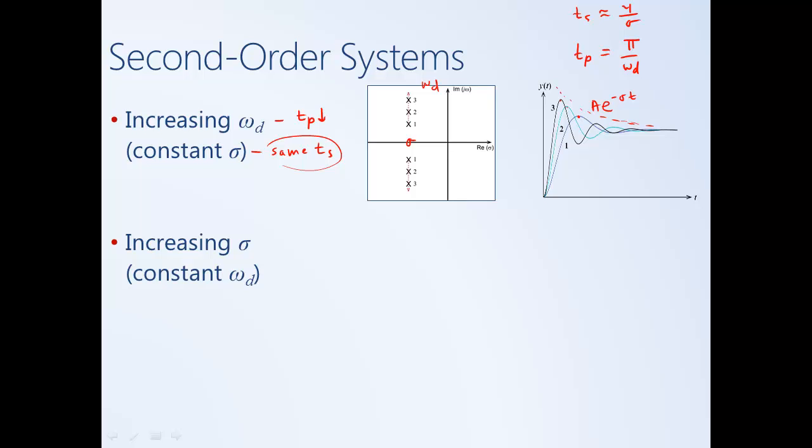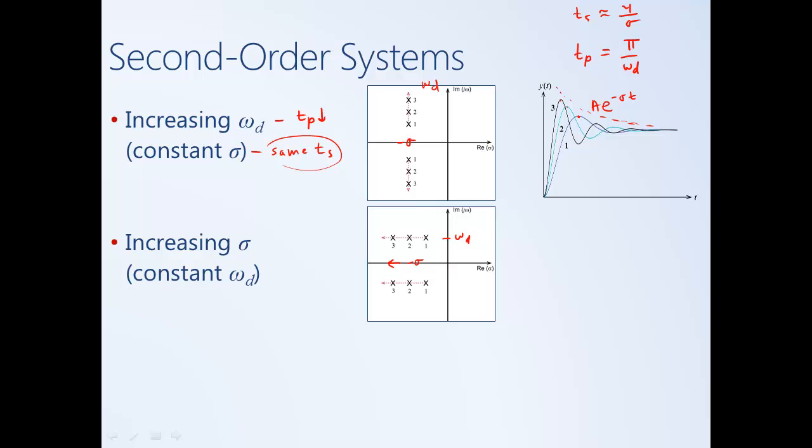Here, let's look at the situation where sigma is increasing, but we keep omega d constant. Think about how the poles would move in the complex plane for this case. Since omega d is the imaginary part, all of the poles should have the same imaginary part. And since sigma is the real part, it should have an increasing real part. In other words, the poles should move farther to the left. In actuality, this is negative sigma. These should have the same omega d, and the minus sigma moves to the left. Sigma is getting larger.